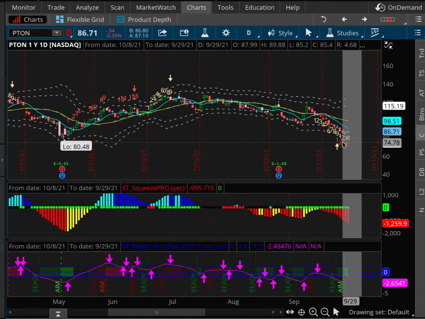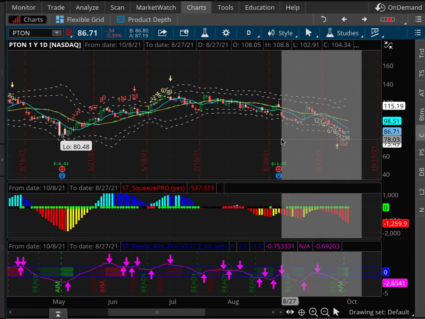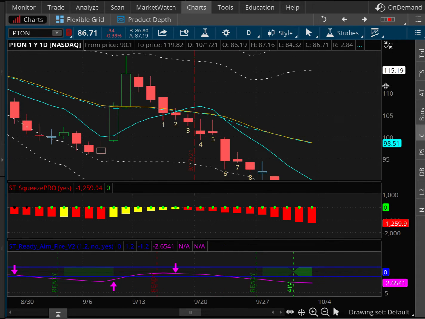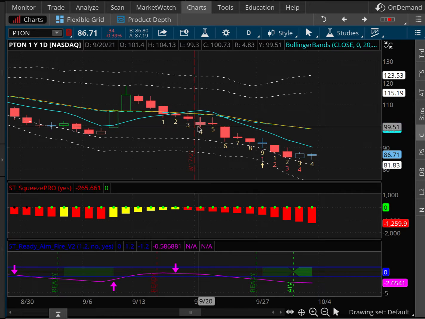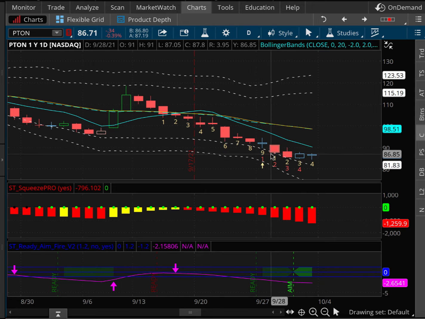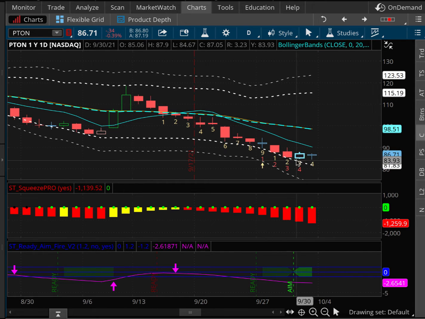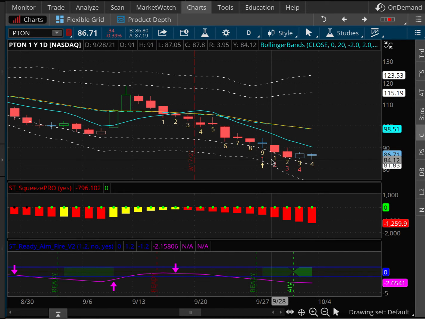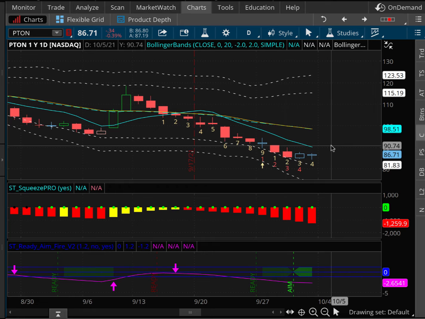I'm going to just enlarge this so we can see what's happening. And so we counted 1, 2, 3, 4, 5, all the way down to 9. But it did keep going. It's starting to flatten out here. And it stopped at 4 because it appears to be reversing to the upside.